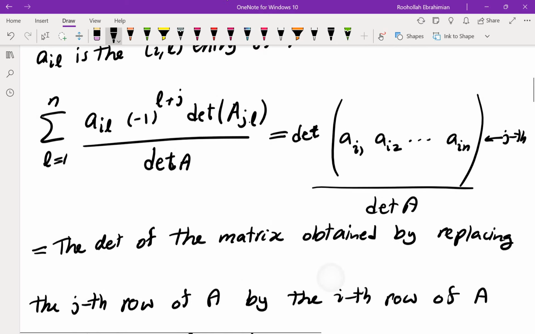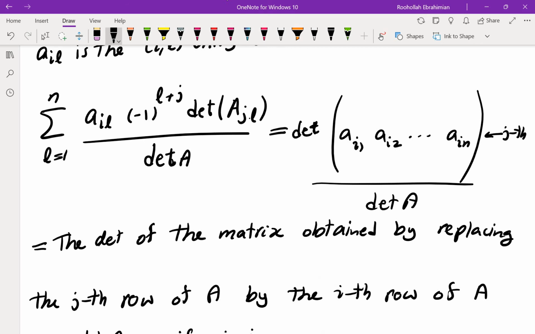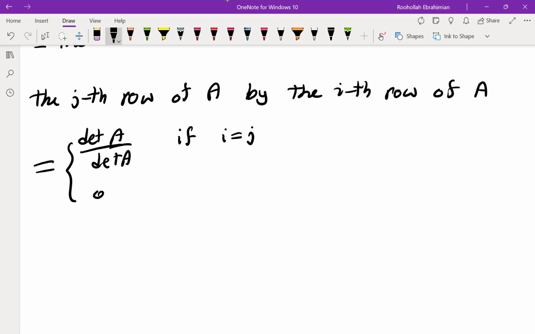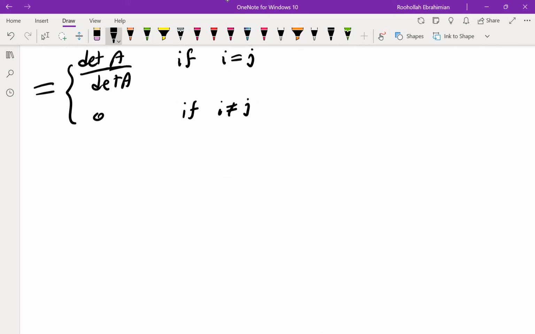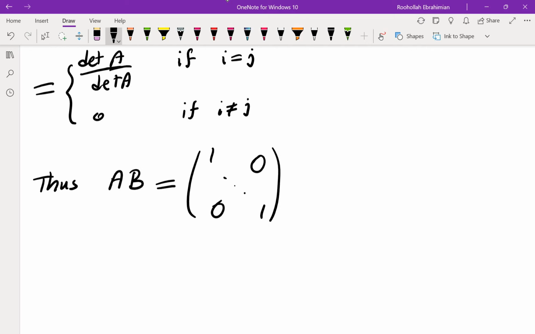And if i and j are not the same, then this matrix is going to have two rows that are the same. The ith row and the jth row are the same. So this is 0. So what does that mean? That means when I multiply A and B, I get 1 on the main diagonal and 0 everywhere else, which means that is the identity matrix.